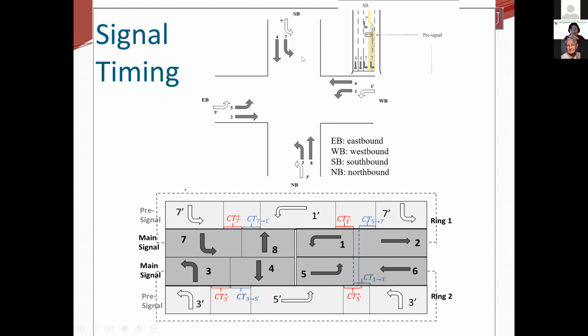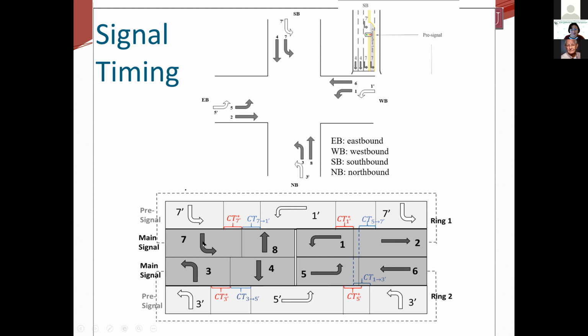For the southbound, phase 7 is the left turn phase. I use 7 prime to indicate the pre-signal phase. Basically, the pre-signal lights turn on during the cross-through phases, phase 2 and phase 6. Phase 2 and phase 6 move the cross-through vehicles. When the cross-through vehicles are moving, the pre-signal lights turn on. Then the phase 7 left-turn vehicles can enter the contraflow left-turn lane.